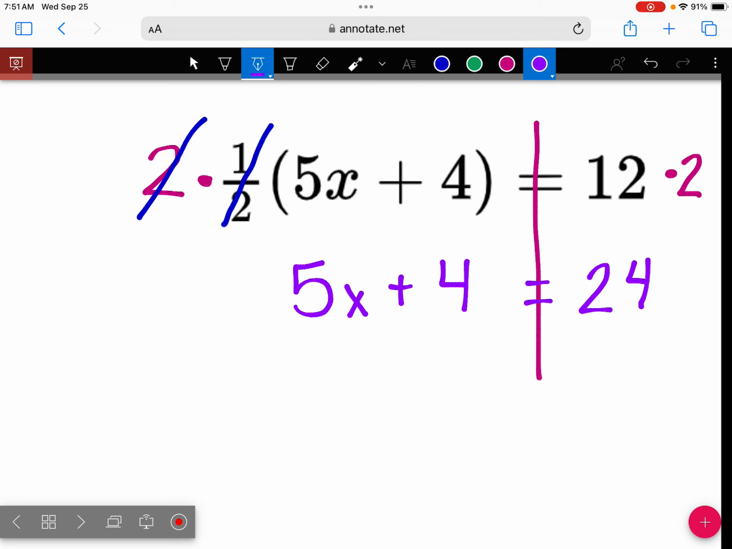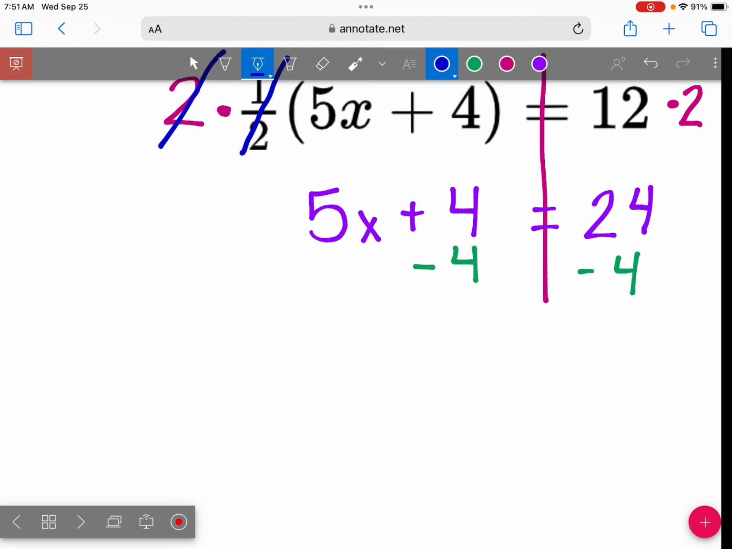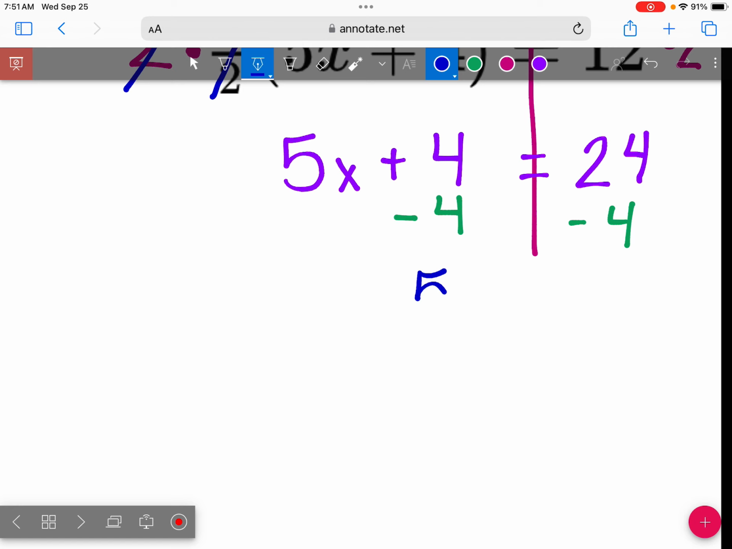Let's subtract the 4. When in doubt, start at the bottom of our PEMDAS, adding and subtracting. So if I subtract 4 from over here, because I want to collect all my numbers on one side and all my letters on the other. Minus 4 from both sides. So we're going to be left with our 5x here because my minus 4 and my plus 4 canceled out. 5x is going to equal 20.